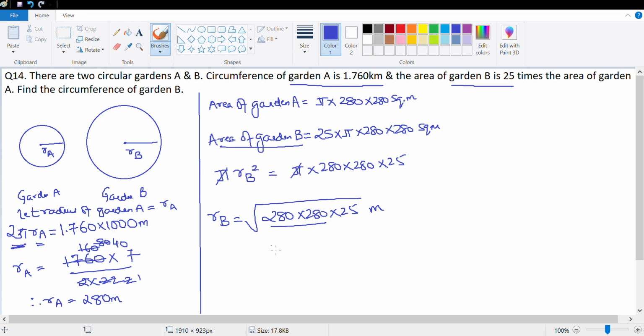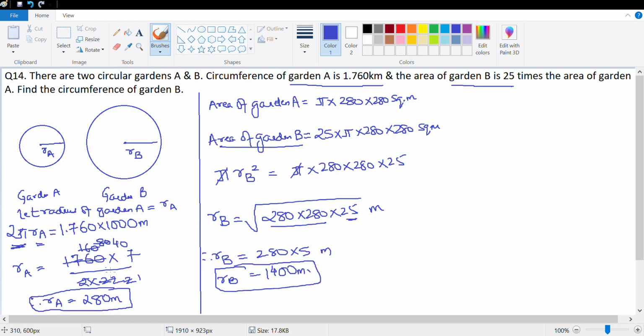Now out of this, 280 comes out and out of 25, 5 comes out. So this is the radius of garden B. 280 into 5, that's 1400. So 1400 meter. So radius of garden B is 1400 meter. So we've got the radius of both the gardens. Let's see what the question wants us to calculate next.